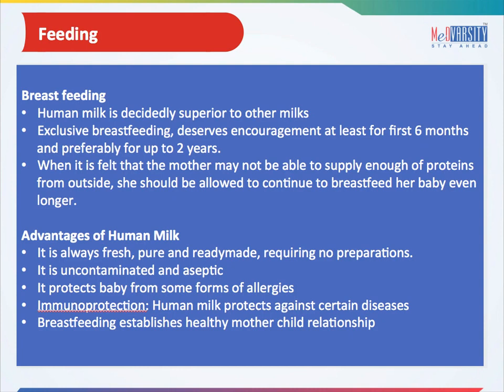Advantages of human milk. It is always fresh, pure, and ready-made, requiring no preparation. It is uncontaminated and aseptic. It protects the baby from some forms of allergies. Immunoprotection: human milk protects against certain diseases. Breastfeeding establishes a healthy mother-child relationship.